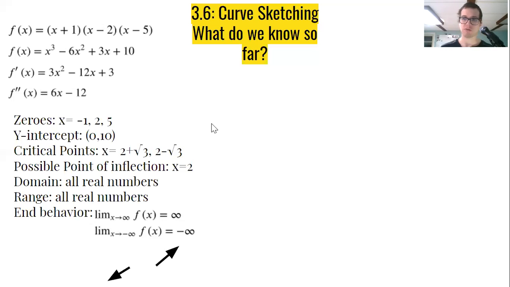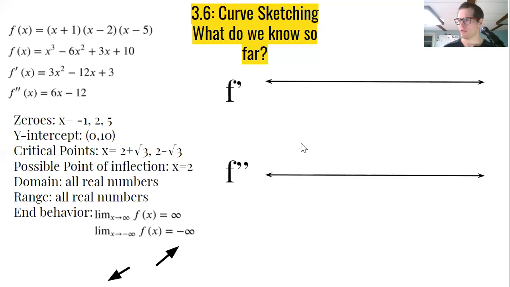But now I want to determine, are those critical points maximums or minimums? Or nothing at all? Is that a point of inflection? It is. But I want to check that. Where is it increasing? Where's it decreasing? Where's it concave up? Where's it concave down? I'm going to use sign charts to display a bunch of that information. So here's a sign chart for f prime. Here's a sign chart for f double prime.